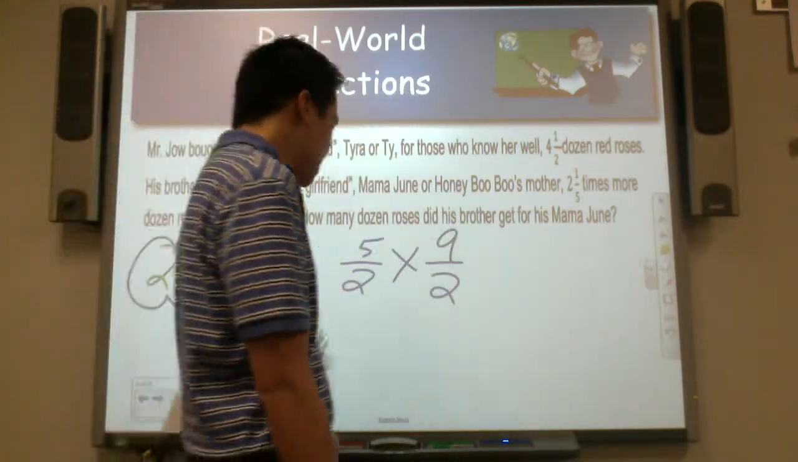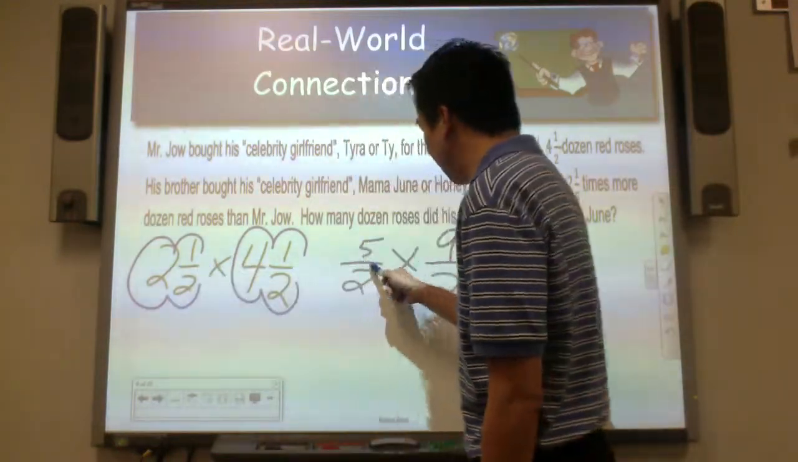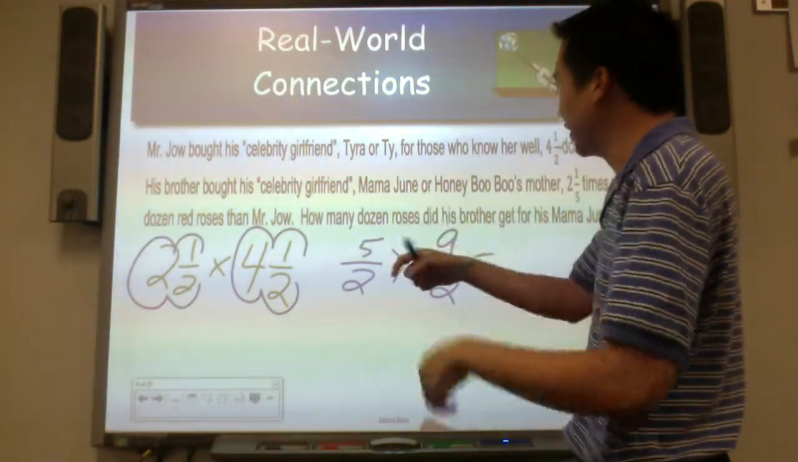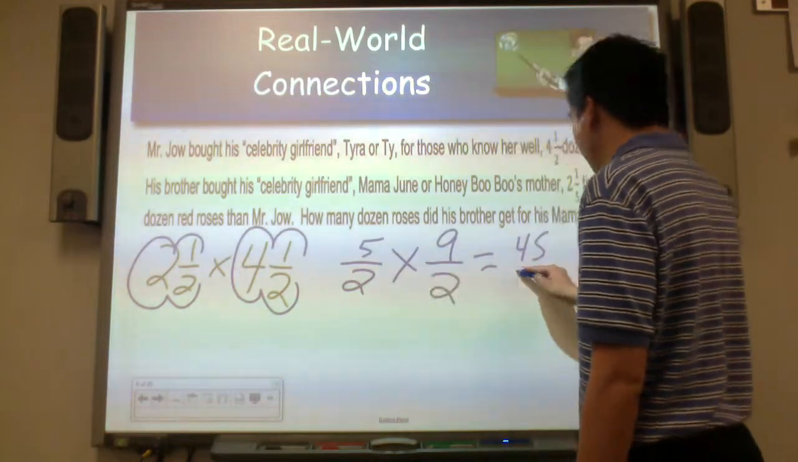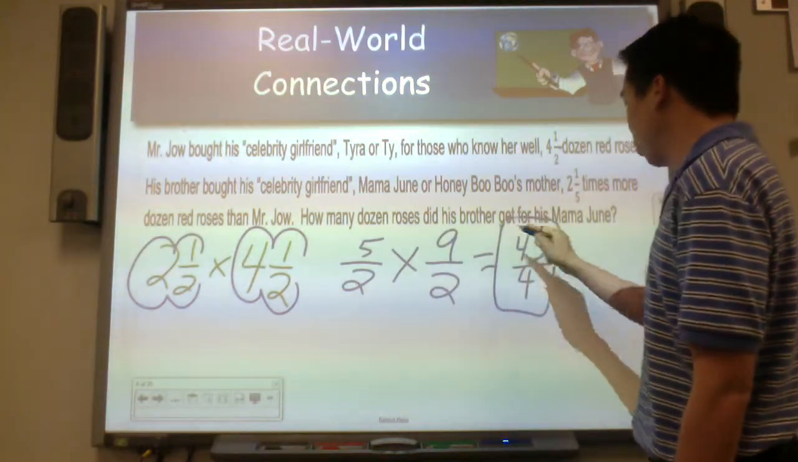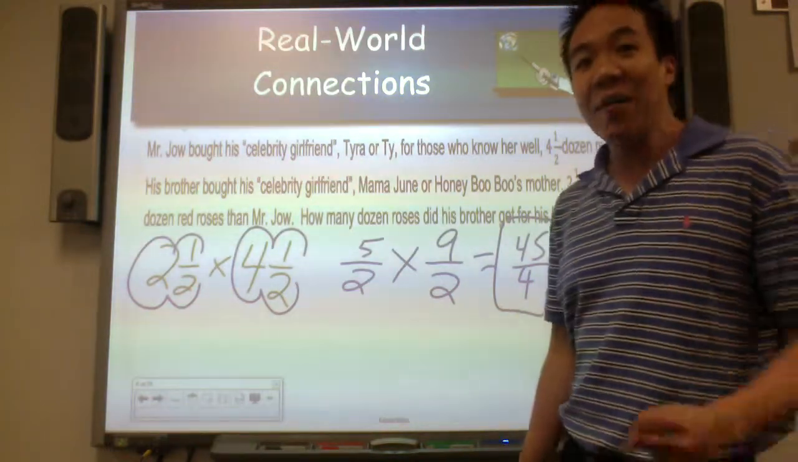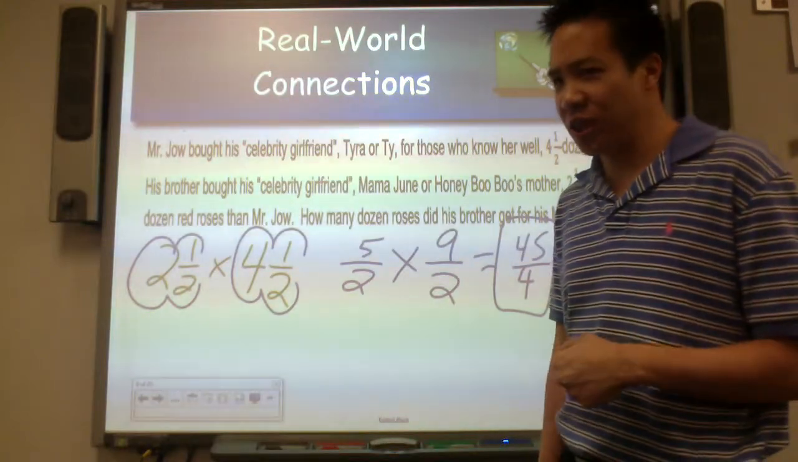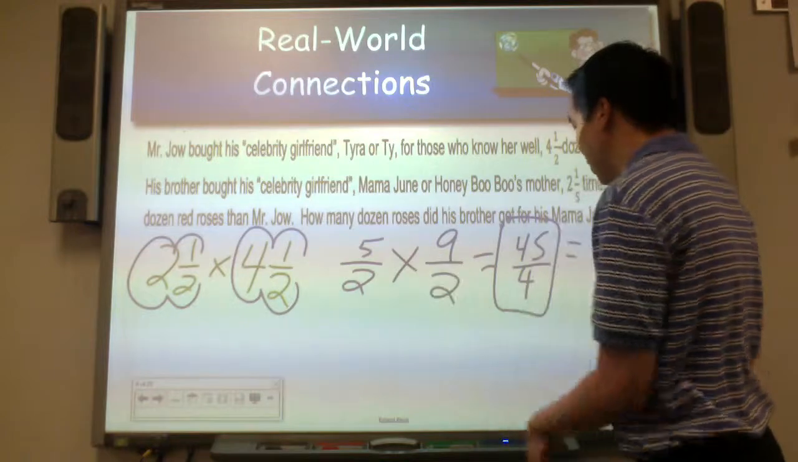So multiplying mixed numbers, that's okay. Turn them into fractions and multiply across. So 5 times 9 is 45. 2 times 2 is 4. 45 fourths, I mean, that is an okay answer. But if you go to a store and say, I would like to buy 45 fourths dozen red roses, they'll look at you and say, what? So you have to go back and turn it back into a mixed number.